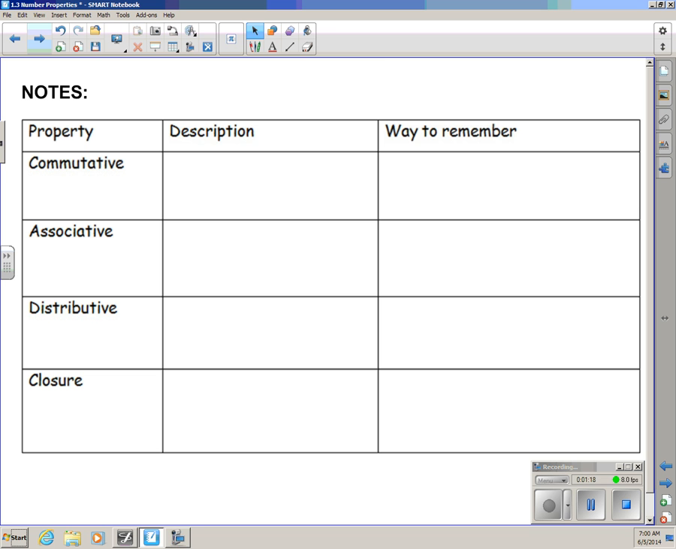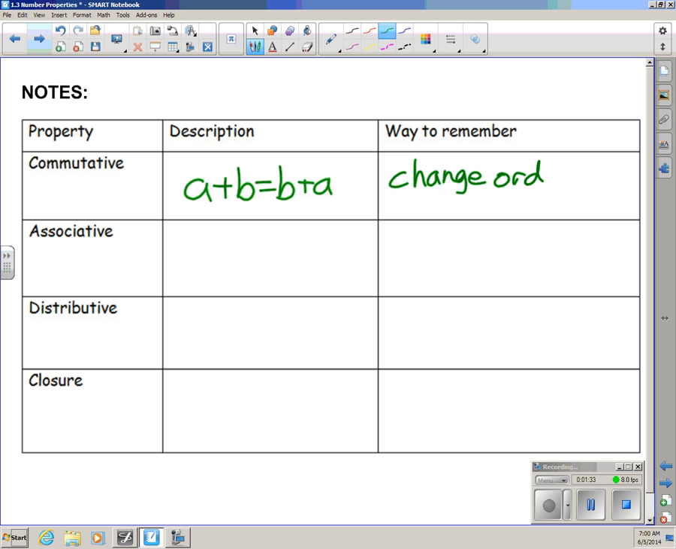So the commutative property. The commutative property states that A plus B is equal to B plus A. That's simple. You just remember to change the order. The commutative property is also good under multiplication. So you could do A times B equals B times A.